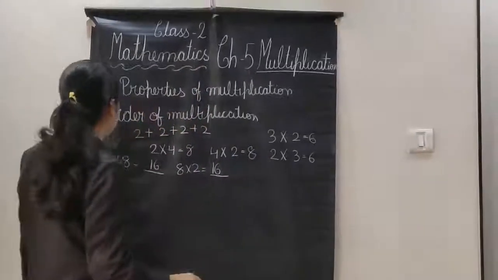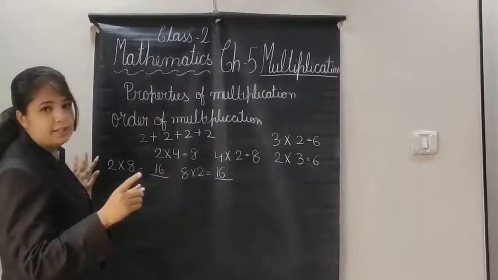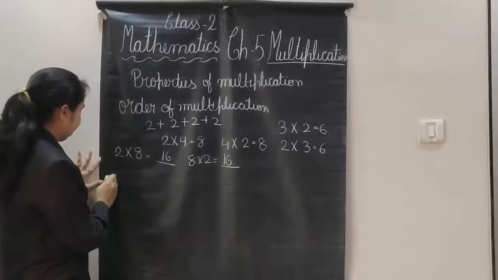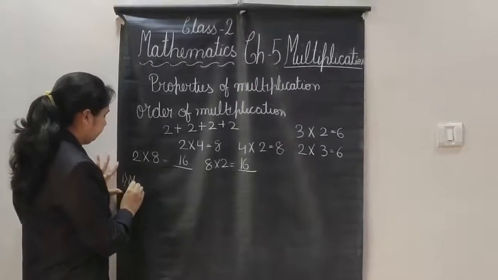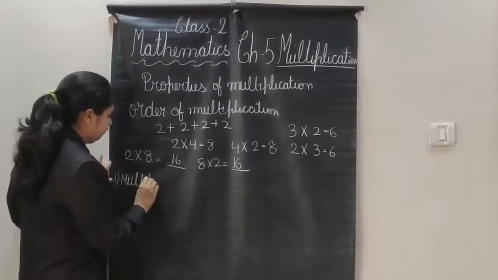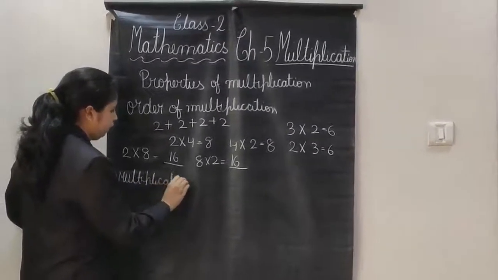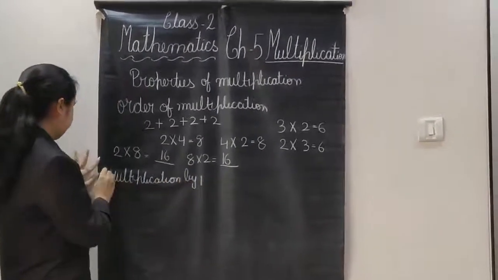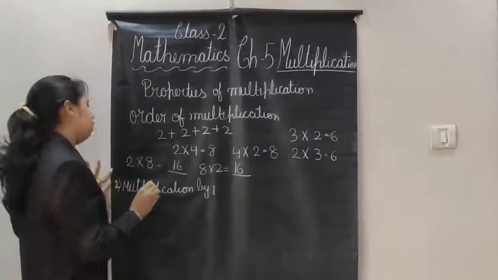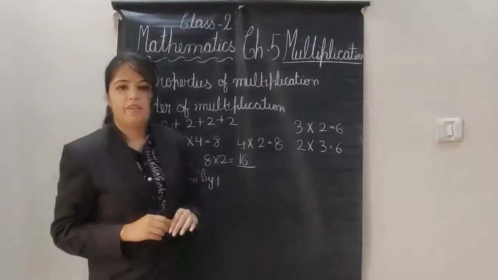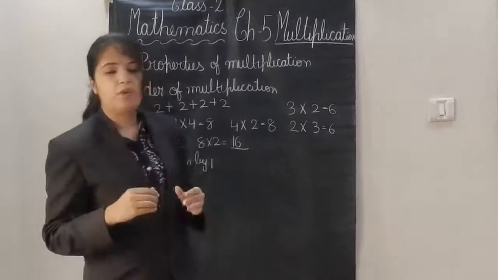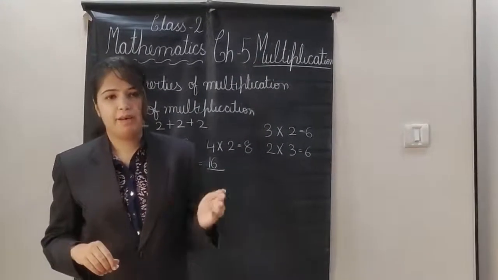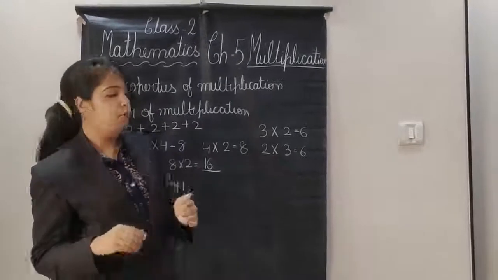Now the next property. First is order of multiplication, next is multiplication by 1. This one is the second property. Any number multiplied by 1, the answer will remain the same. As you have learned the table of 1, 1 ones are 1, 1 tens are 10. If I multiply 200 by 1, then also the answer will remain 200.